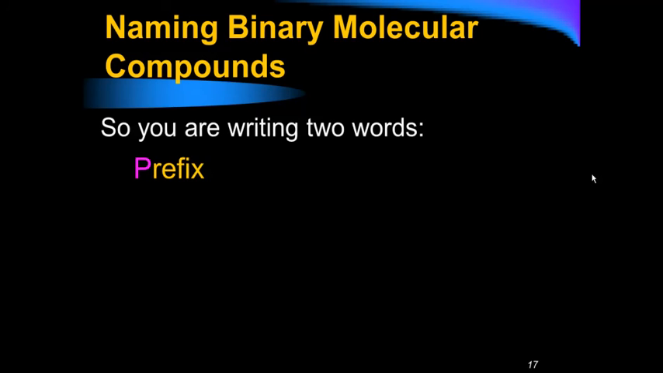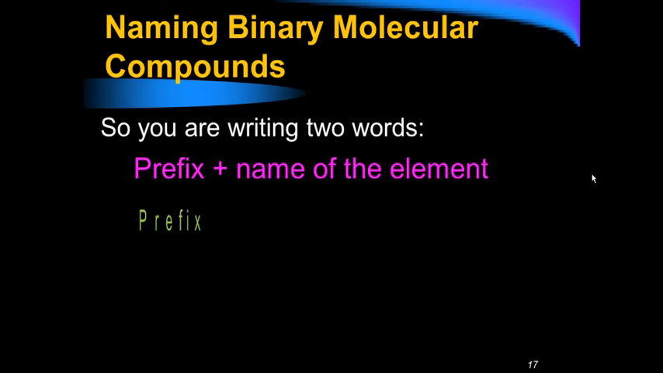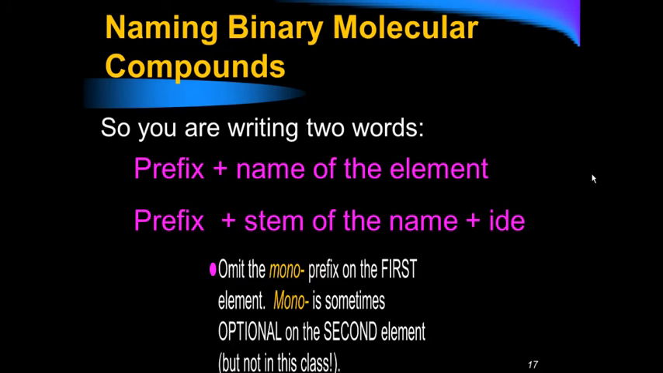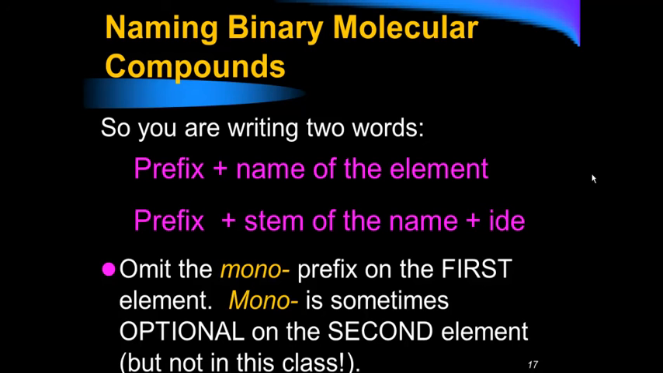And so you're actually writing two words. You're going to write the prefix, if needed, and the name of the first element in the compound, the least electronegative one, and then the prefix and the stem of the name of the second element, but remember we've changed the end to IDE. Another quick note on the prefixes, we don't put mono on the first element. Honestly, I don't know why. Sometimes they do, but in our case, for consistency, we're not going to do that. So we never put mono on the first element.